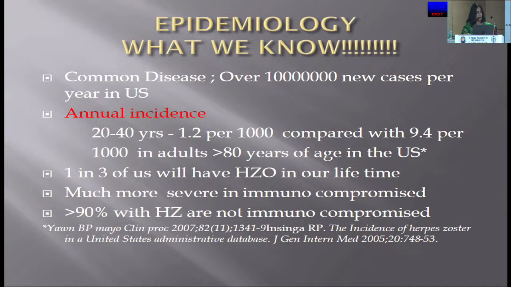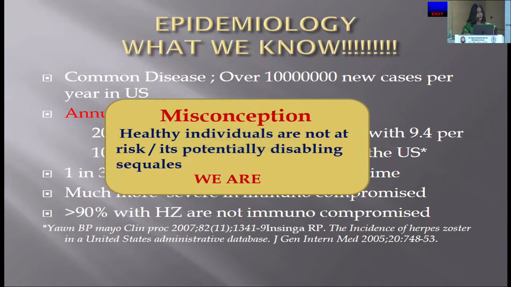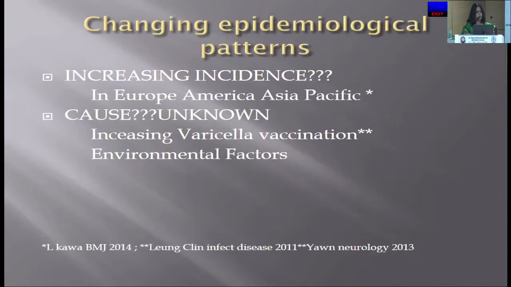It is much more severe in the immune compromised, but more than 90% of the patients may not be immune compromised, as seen in recent studies. So there is a misconception here that healthy individuals are not at risk of developing it or its potentially disabling sequelae, whereas in fact we are equally as vulnerable as the immune compromised.